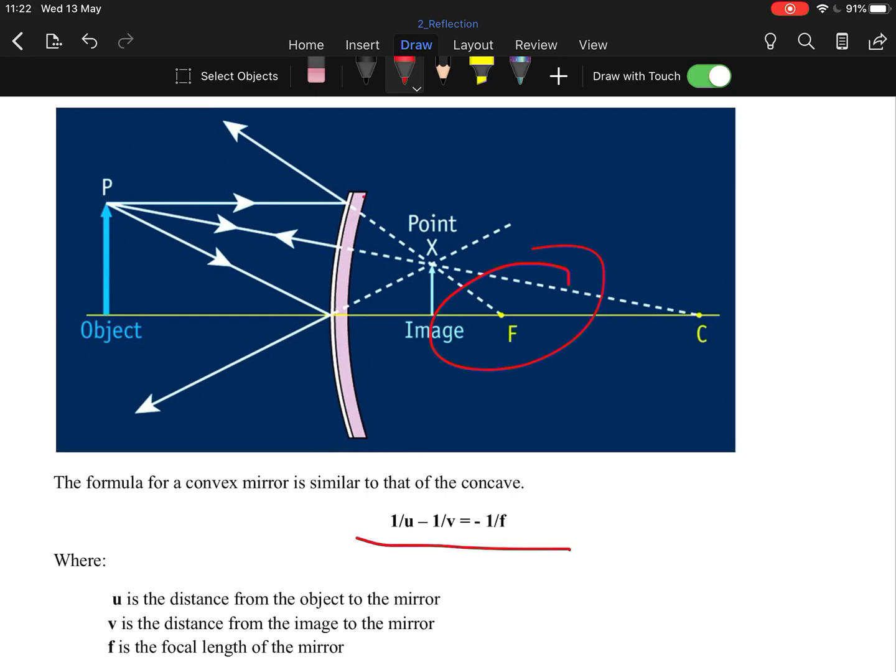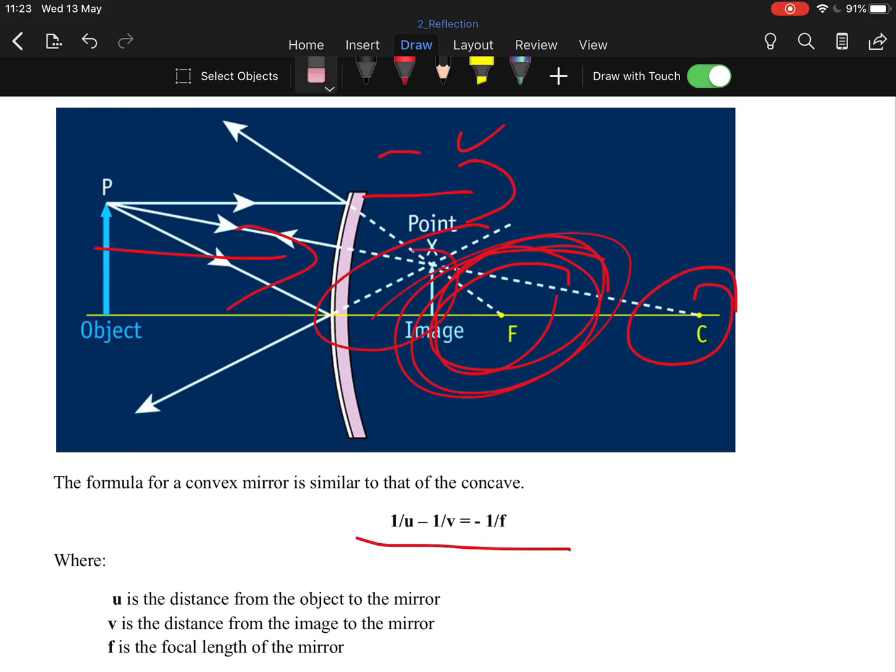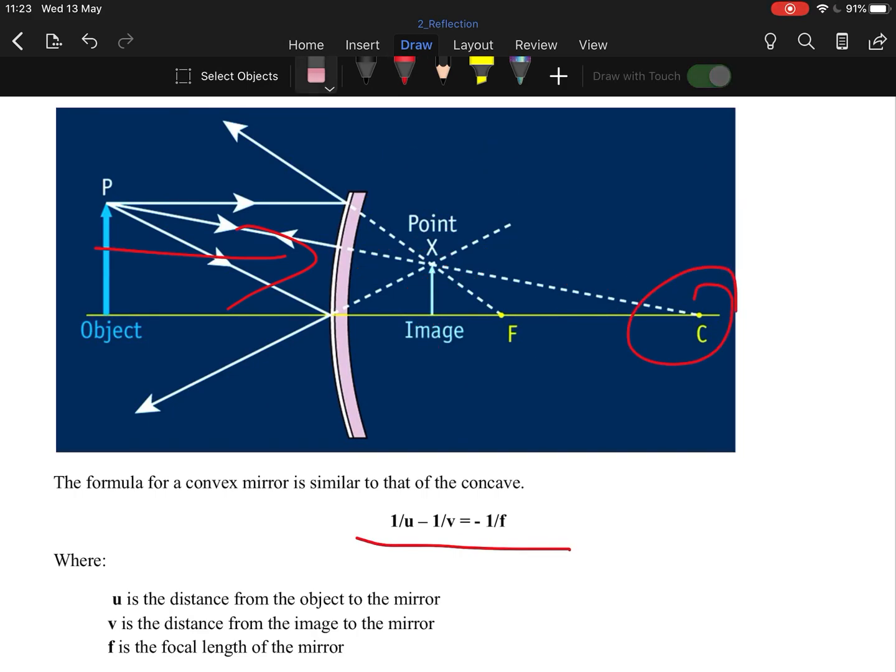Okay, so remember before I said it's minus v because it was behind the mirror. Well, it's minus v because it's always behind the mirror, but also f is on the other side of the mirror. You see, the object is out here. The focal point is halfway between the center of curvature and the mirror. That's why it's always virtual, okay? Because the focal point is inside the mirror. So you're always going to get a virtual image.